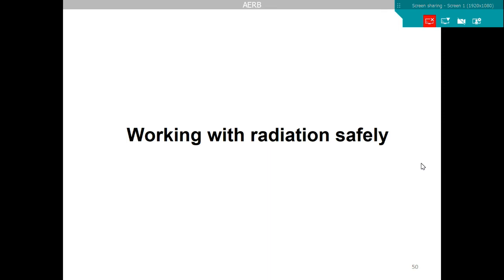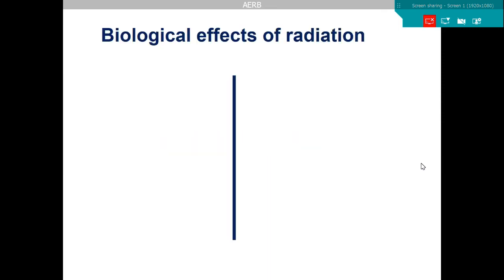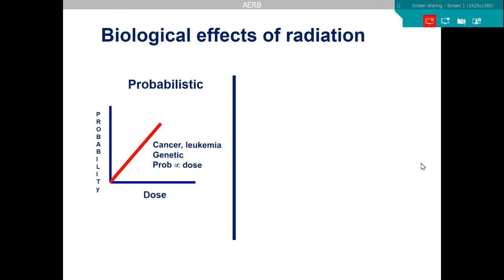When we work with radiation, we must be careful and safe. Is there any biological effect associated with radiation? Yes, we know. There are basically two types of biological effects. One is probabilistic effect, also known as stochastic effect. The examples of probabilistic effect are cancer, leukemia, genetic effect, etc. This probabilistic effect is characterized by the fact that as the dose increases, the probability of the effect increases.